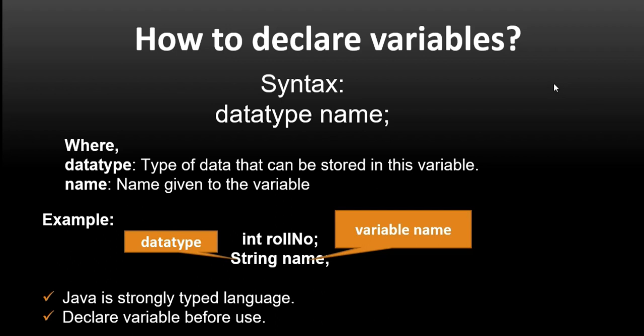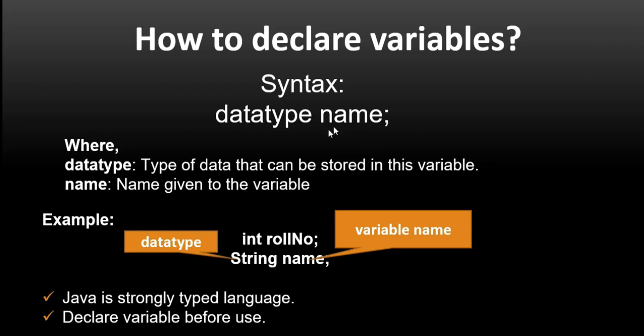Next is how to declare variables in Java. The syntax for declaring a variable in Java is data type followed by name. Now what is a data type? A data type tells the type of data which you want to store in memory. So for example, if you want to store an address, then the data type is going to be String. If you want to store age, then the data type is going to be int. I'm going to cover data types in upcoming videos. So for the time being, just understand data type is nothing but the type of data which you want to store.